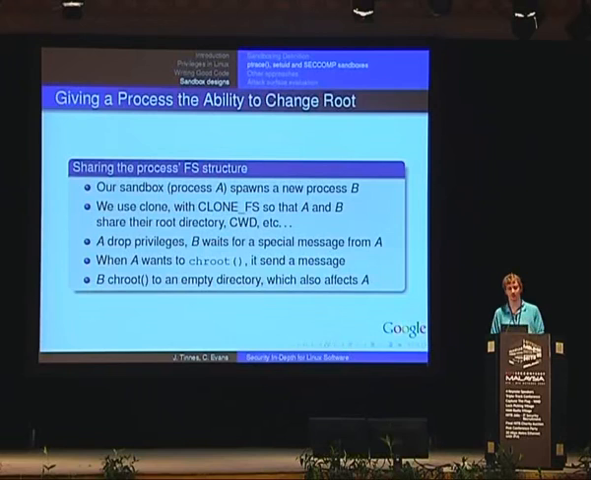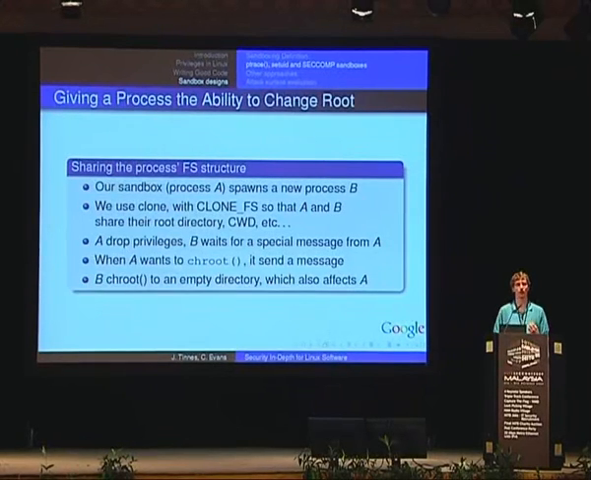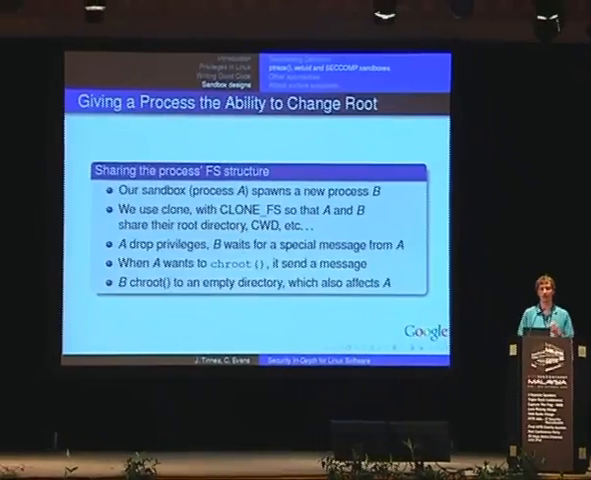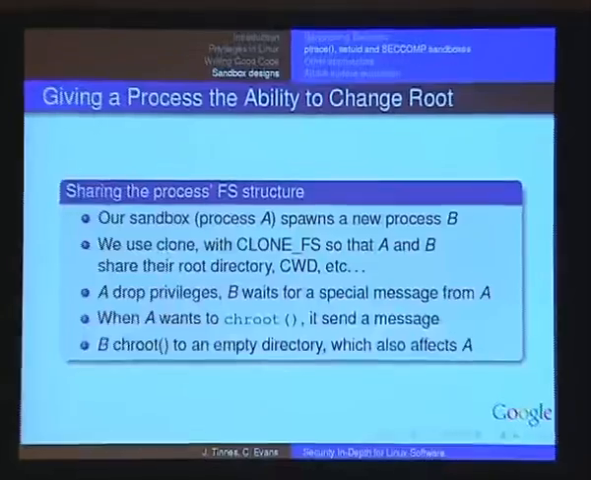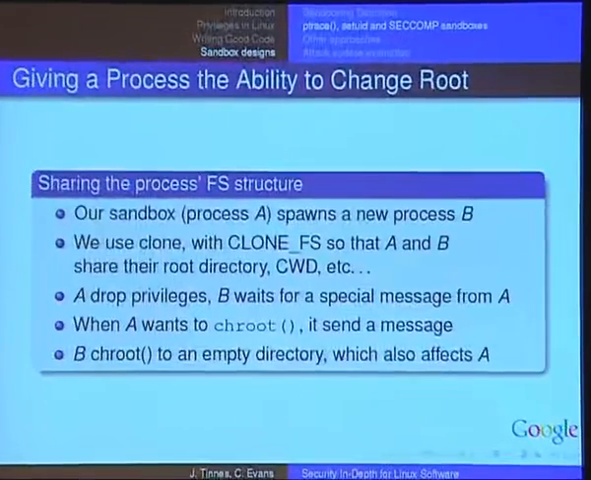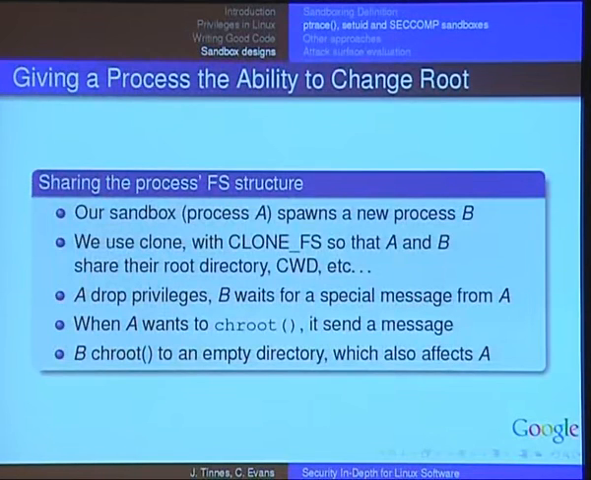So the way it works is our sandbox, which we can call process A, will spawn a new process B. But we will use the clone system call with the CLONE_FS flag, so that A and B share their root directory, their current working directory, etc. Then process A, which is the sandbox, drops privileges, and B waits for a special message from A. Then A executes a binary, the target binary that we actually want to sandbox.